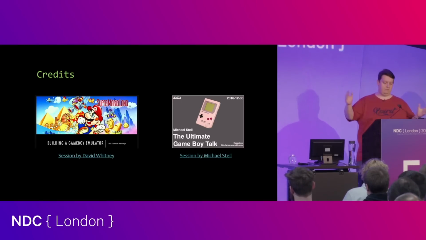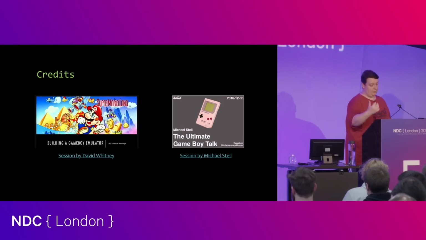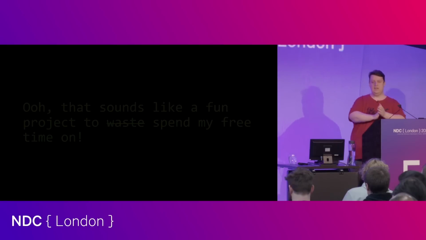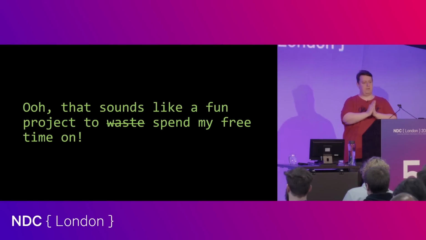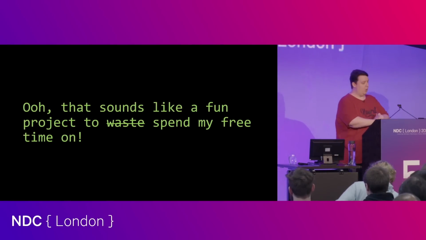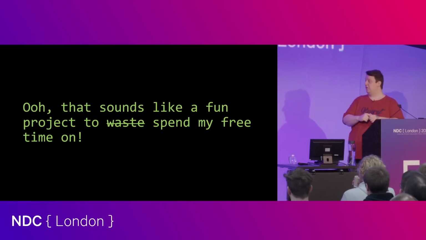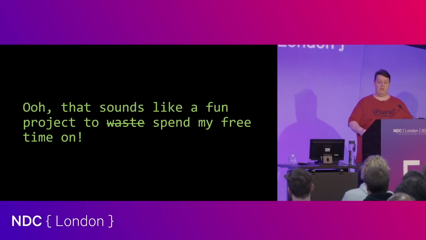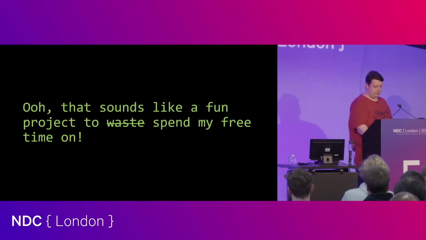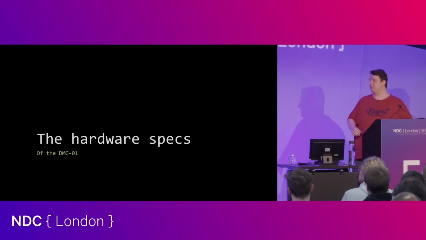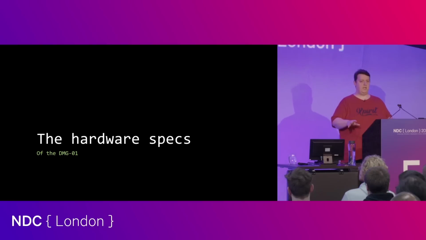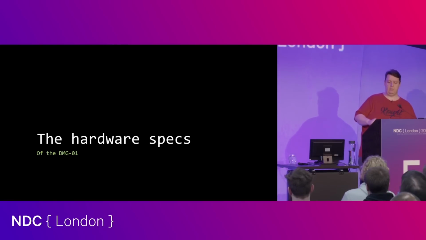Now, as I mentioned, I saw these sessions, especially the one from David, and I thought, ooh, this sounds like a very fun project to spend my time on. So I went to Google, searched for some hardware material, and I found the original document, I think it was for Nintendo in America, to have them create games as well. So let's first dive into the hardware specifications of the DMG-01 or the dot matrix Game Boy.